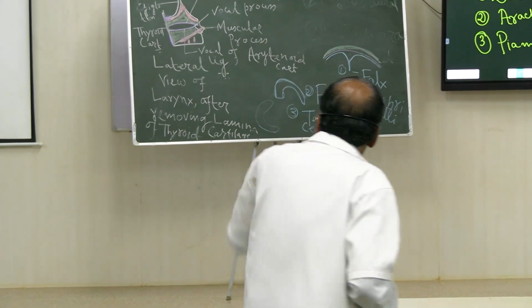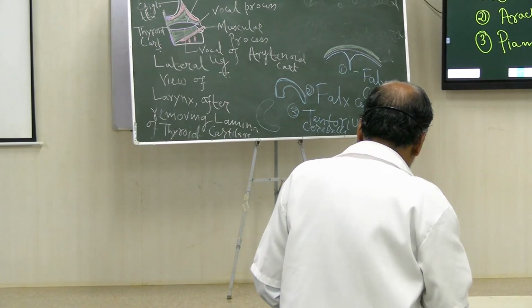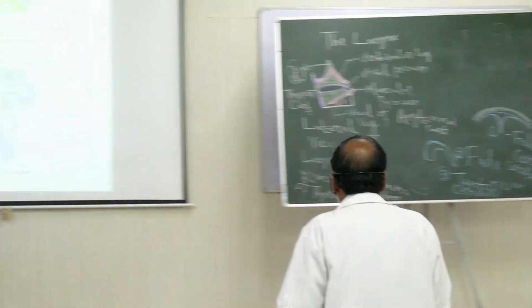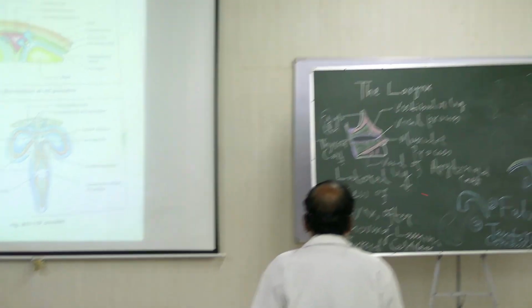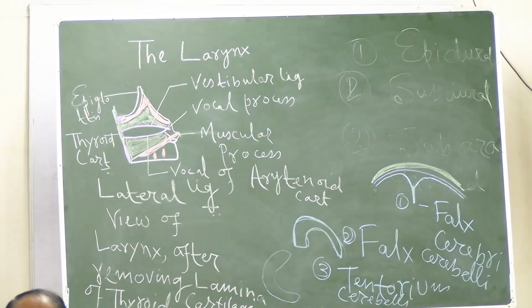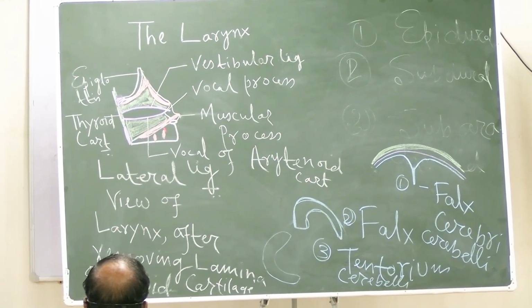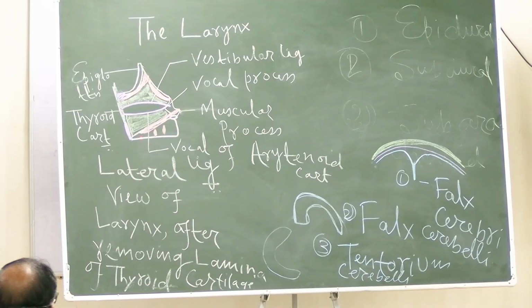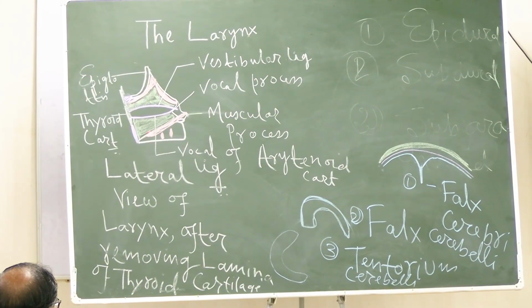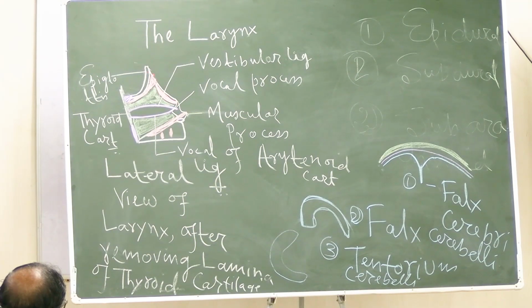So from this picture you can see how many muscles. Number 1, this muscle is called lateral cricoarytenoid: from the cricoid it goes to the arytenoid, as it is at the lateral aspect. From the arytenoid it goes to the epiglottis: the aryepiglottic muscle.